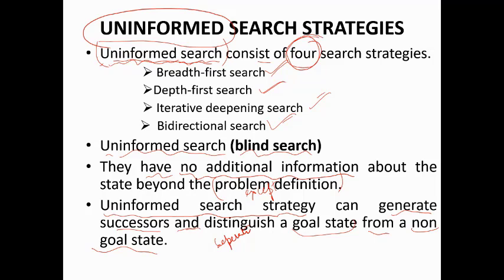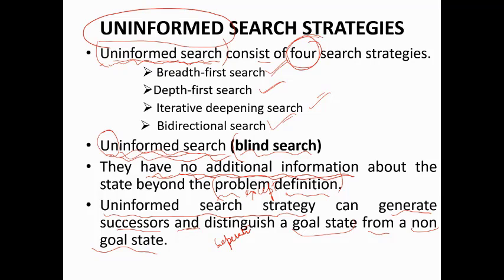Uninformed search is also called blind search because we don't have any information beforehand. We have no additional information except the problem definition. We just got the problem definition and the rest of the information is missing. We don't have any other information, so we use uninformed search.